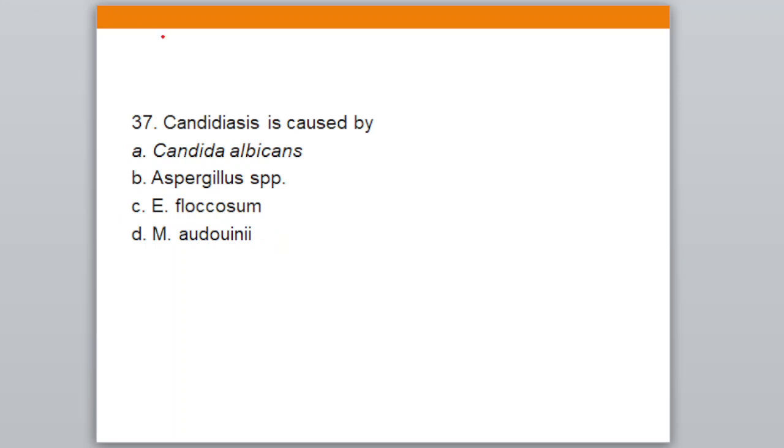Question 37. Candidiasis is caused by A. Candida albicans, B. Aspergillus species, C. Epidermophyton floccosum, D. Microsporum audouinii. The correct answer is A, Candida albicans.